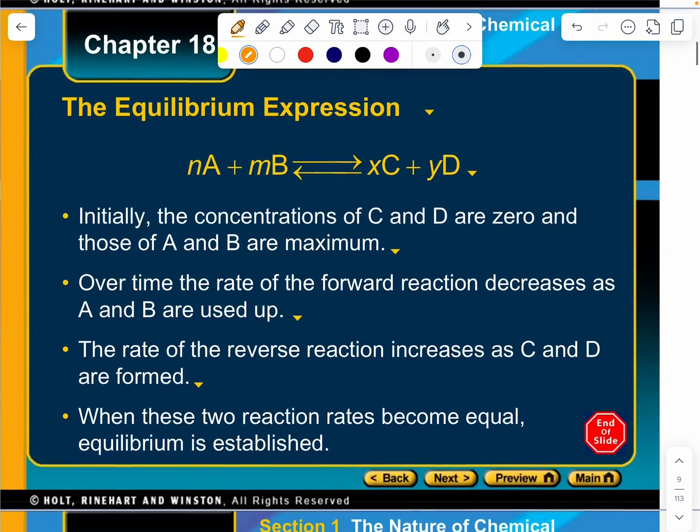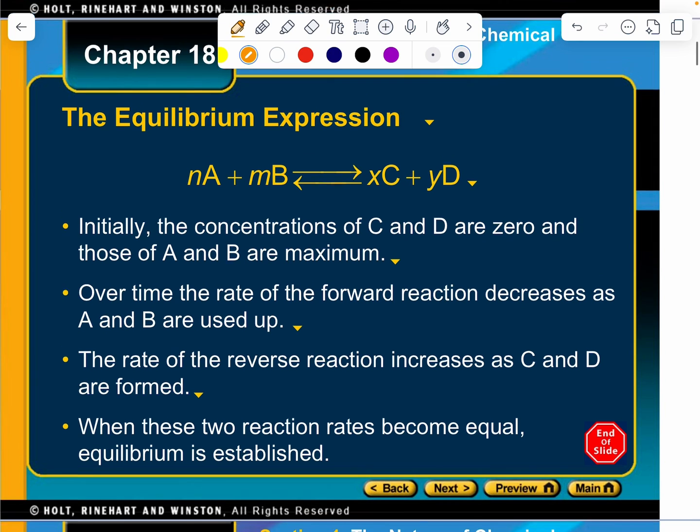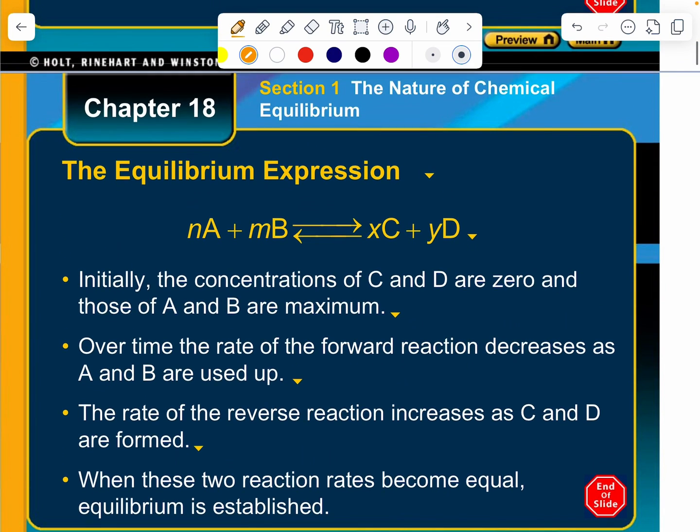Good. Okay, now we're going to discuss the equilibrium expression. We know the meaning of the reverse reaction and the meaning of chemical equilibrium. Now we're going to talk about the equilibrium expression or equilibrium constant. As you see, here we have A and B, which will react with each other to give C and D. There is an amount of A, and an amount of B, or a concentration of B, and here are the concentrations of C and D.